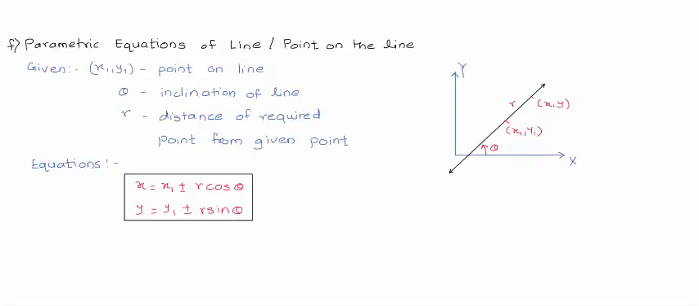Okay, the next type of equation is parametric equations of line, or we can say equations used to find a point on the line. Okay students, these are very important for our entrance exams. Now look at the given data. x1 comma y1 is a point on the line. Theta is the inclination of the line and r is the distance of the required point from the given point.